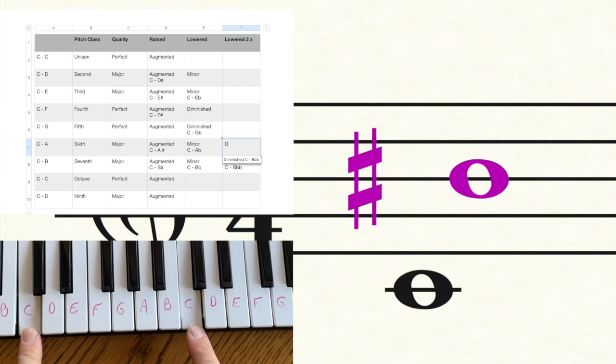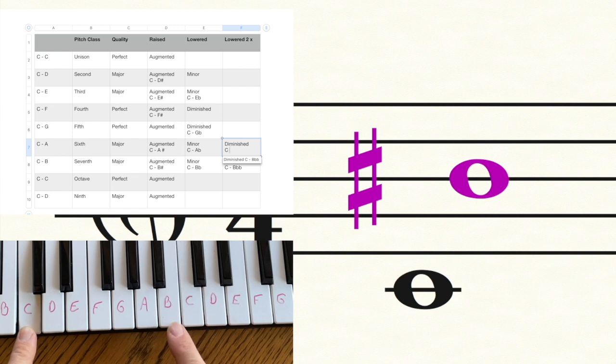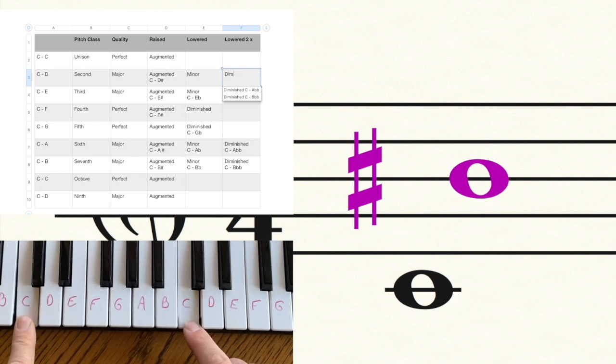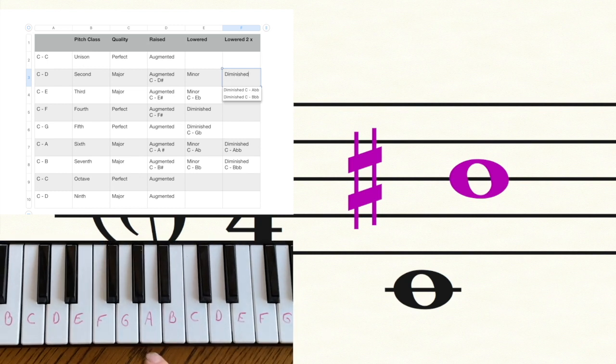Now remember, B and C are buddies. It's only a half step from B to C. So a B sharp is an augmented seventh above that lower C. But if you think about it, a B sharp is a C. So an augmented seventh sounds the same as an octave. It just has a different name, so another enharmonic spelling. There's a few more names to learn.